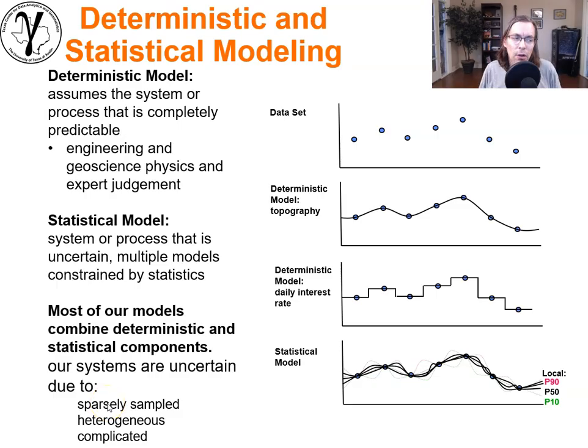The statistical model approach is different. We say the system or process responsible for the system is uncertain. And now we're going to rely on multiple models constrained by summaries like statistics from the samples in order to describe the system. We have multiple models. So let's give ourselves a couple of examples. We have a data set like this, and this axis right here could be time, it could be space. Now, a deterministic model could be, I know that this is topography.